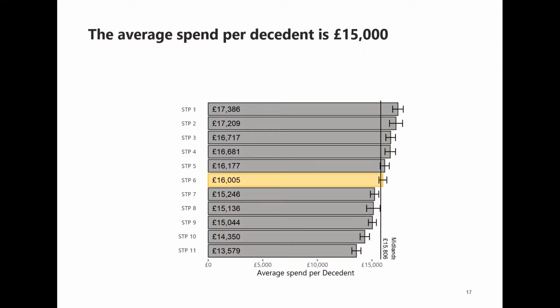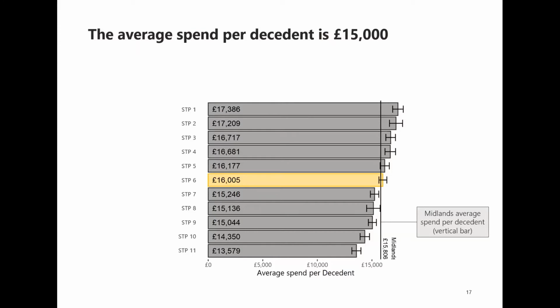In our report, we also compare each SDP's average spend with that of the Midlands. Here, the average spend in the Midlands is just over £15,000 per decedent and represented by the vertical line on the chart. The horizontal bars show the average spend for each SDP from highest to lowest.